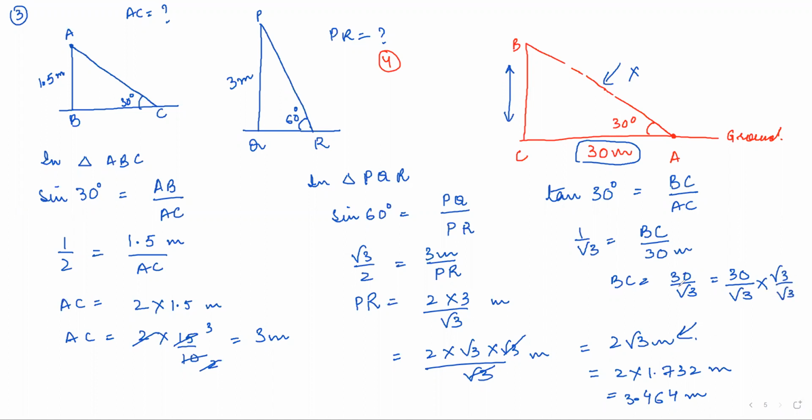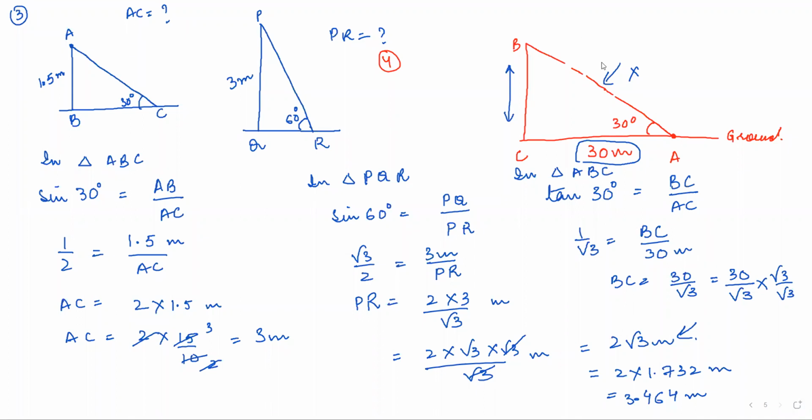This is in triangle BCA or ABC. Obviously, I forgot to write the name. You can start from whichever corner you want: ABC, BCA, CAB, anything you can write, because I'm not doing similarity here.